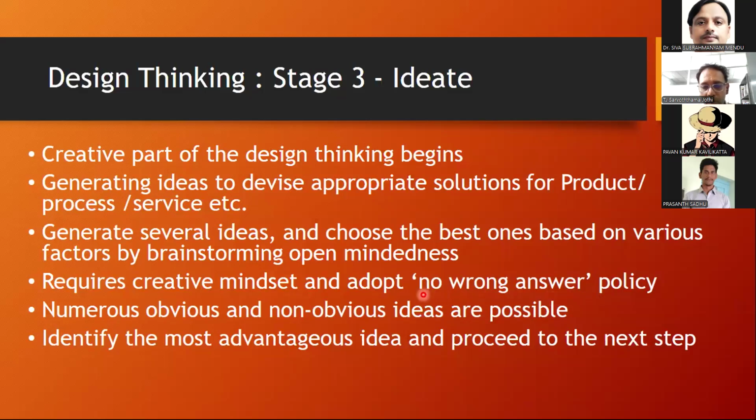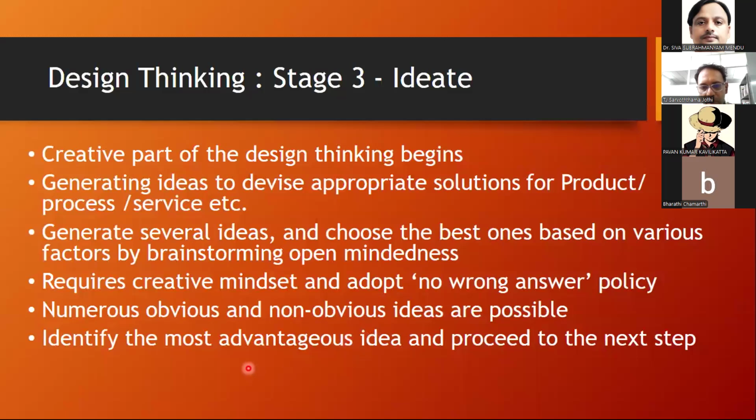No wrong answer policy means whatever ideas people or our design thinking team are telling, that has to be considered and assessed one by one. So there can be some 10 different types of ideas to solve the problem. All these ideas have to be considered, and there should be a no wrong policy. So there can be any number of obvious and non-obvious ideas. Okay, and after discussion we should converge.